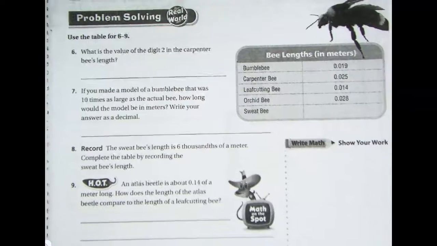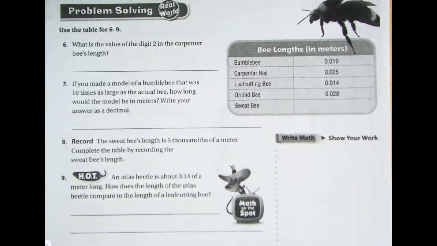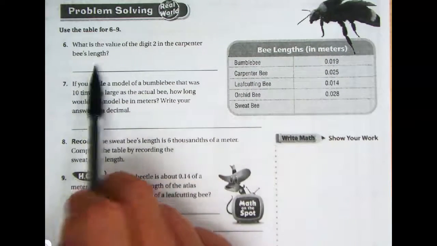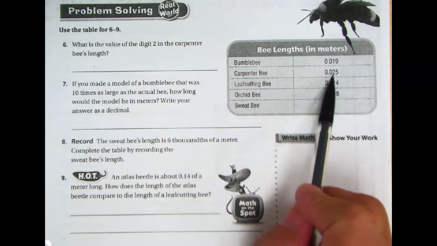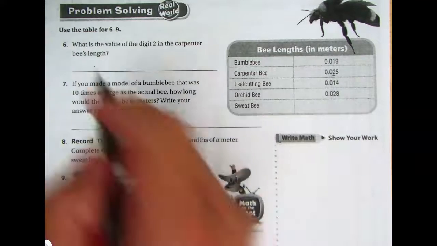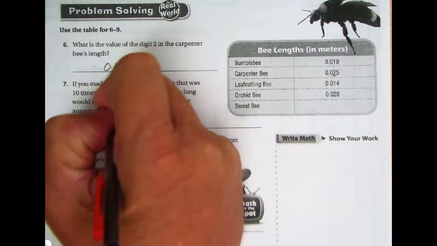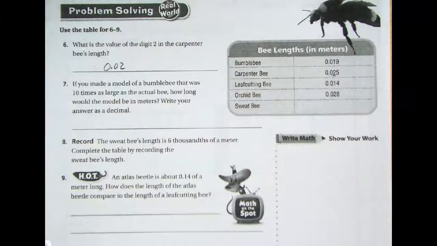Problem solving. Number 6 says, what is the value of the digit 2 in the carpenter bee's length? Well, here's the carpenter bee's length. Here's the 2. It's in the hundredths. So 200ths is what the 2 represents.